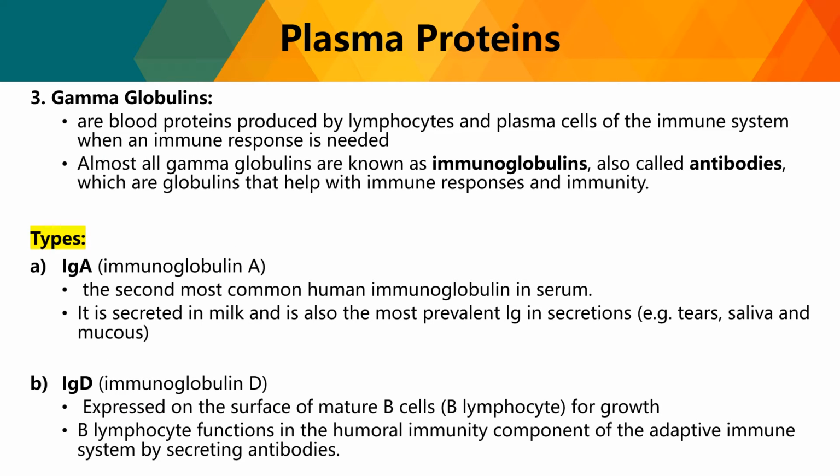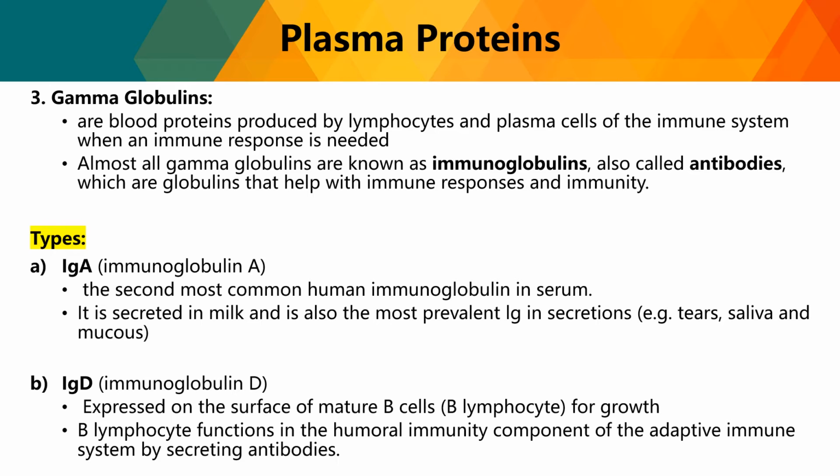Next, we have your gamma globulins. They are blood proteins produced by lymphocytes and plasma cells of the immune system when an immune response is needed. Almost all gamma globulins are known as immunoglobulins, also called your antibodies. These are globulins that help with immune responses and your immunity.